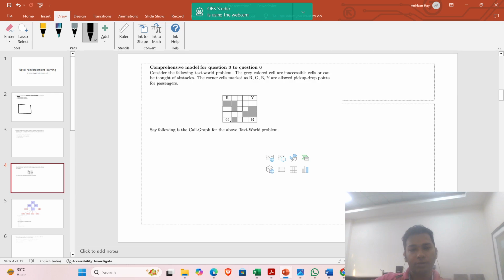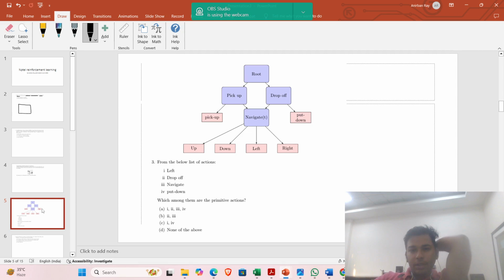The taxi cannot go through them, or stay at them, or take that path. So this is the problem statement we have here. If you reach the correct destination, you get plus 5. If you pick up the person at the right location, you get plus 5. And other things are also there, like you have to navigate up, down, left, and right. So this is a grid world problem, and there are only four possibilities of what you can do.